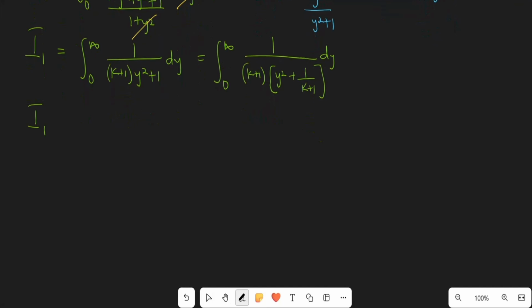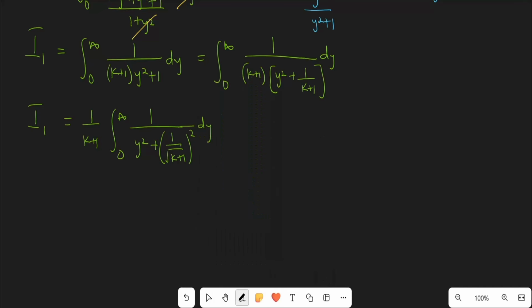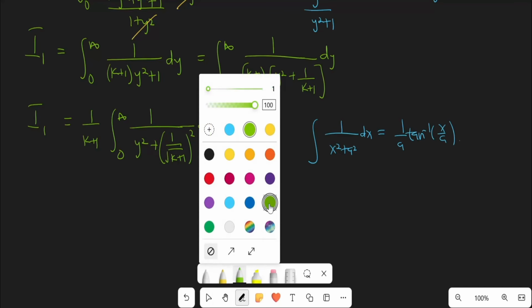Alright, I sub 1 is going to be equal to 1 over k plus 1, which is a constant in the y world. Then the integral from 0 to infinity of 1 over y squared plus, this can be written as 1 over the square root of k plus 1, all squared, and then dy. Now comparing this to the arctan integral, the integral of 1 over x squared plus a squared dx is the same as 1 over a times the arctan of x over a.